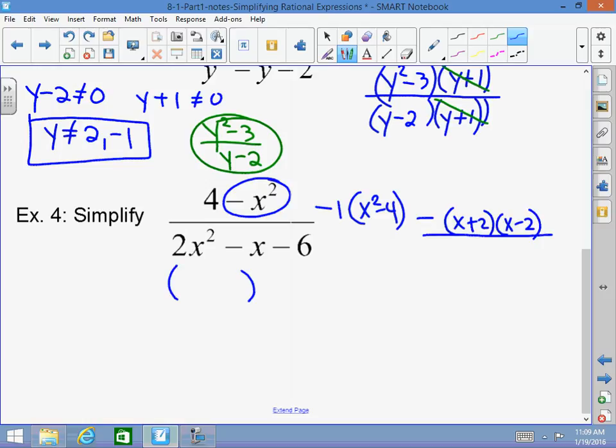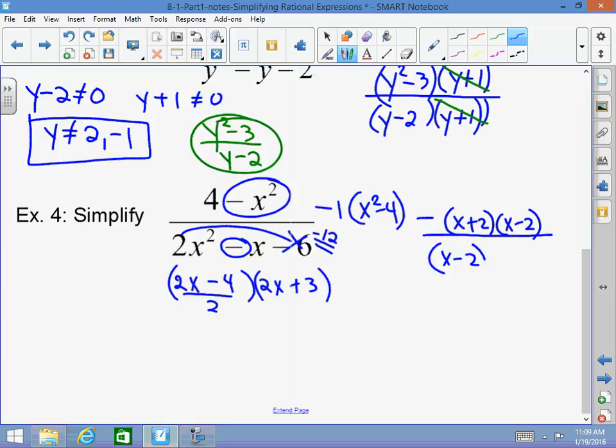We're going to do this the Cuban method. It's 2x, 2x. 2 times negative 6 is negative 12. What times what is negative 12, that when added together is negative 1? You got negative 4 and positive 3. Imaginary factor of 2 here. So I've got x minus 2 times 2x plus 3.